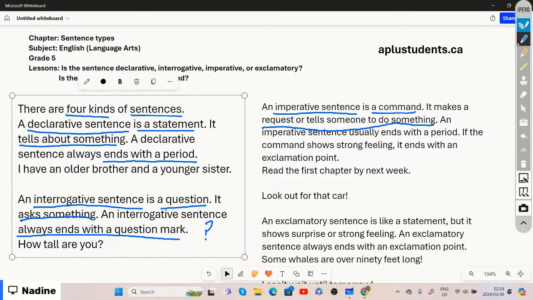And then lastly, we have an exclamatory sentence, which is like a statement, but it shows surprise or strong feelings. And an exclamatory sentence, it always ends with an exclamation point.